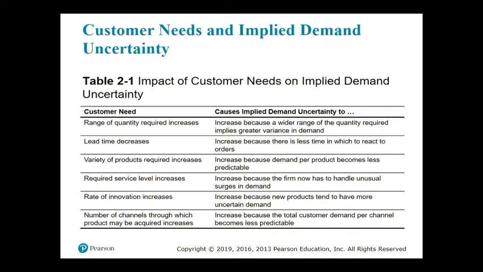Similarly, if customers want a higher variety of products, or we require a higher service level, and as the product innovation increases and the number of channels we provide customers with products increases, these are all causes for the demand uncertainty to increase.